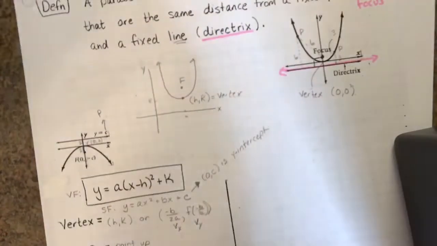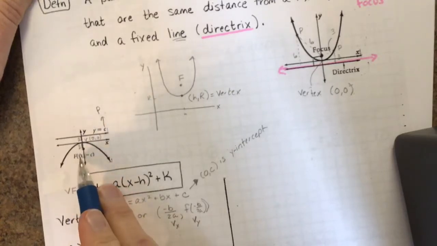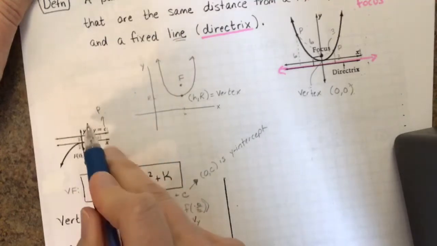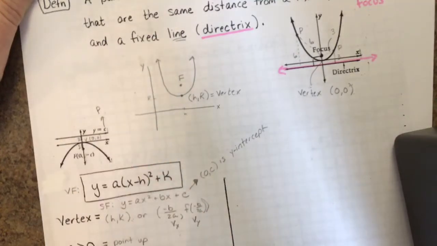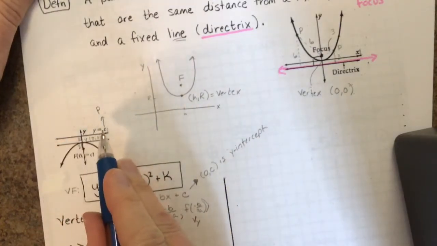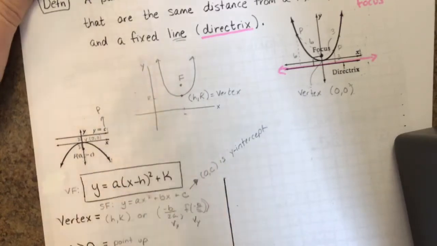Okay. Now, what if your vertex is not at 0, 0? If it's at 0, 0, your focus is just 0, negative C if it points down, or 0, positive C if the parabola points up. And then the equation of the line for the directrix would be either y equals C if the parabola points down, or y equals negative C if it points up.